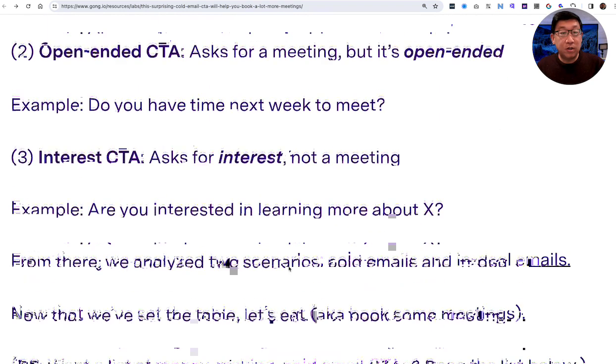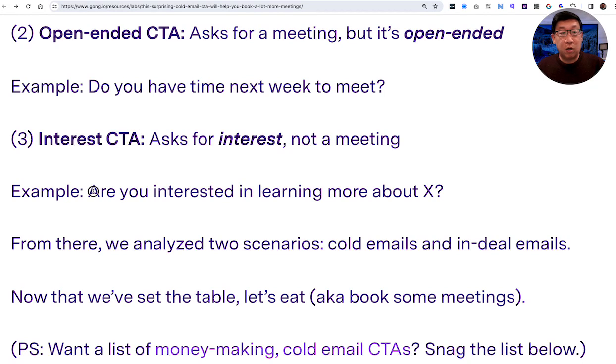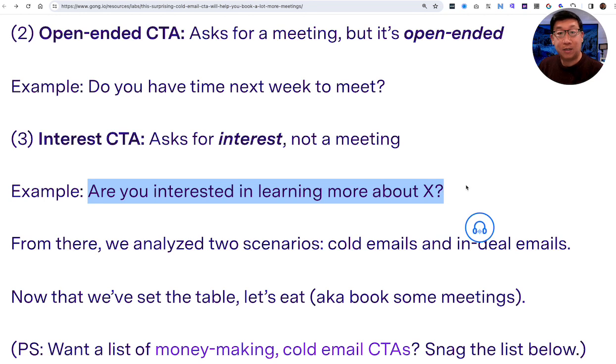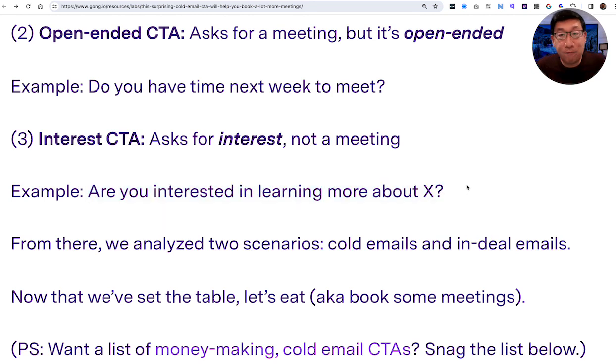And the third one is just for interest. Like, are you just interested in learning more? So you're not actually asking for the meeting yet. So there's a lot of back and forth. It's not as efficient on your side. You have to manage the responses, etc.